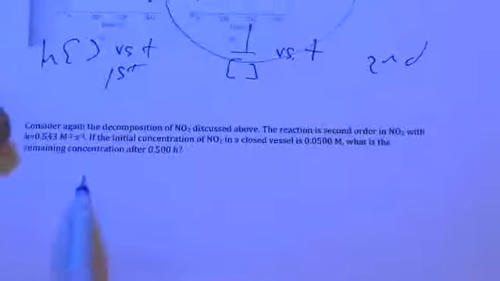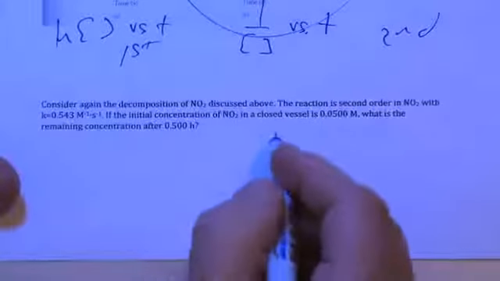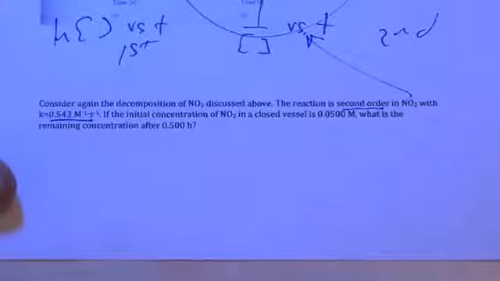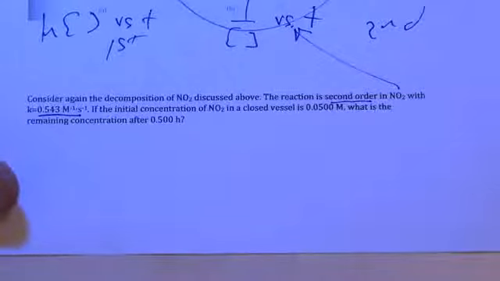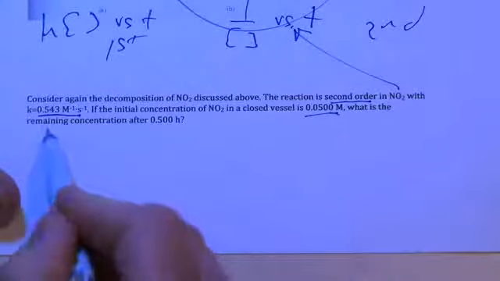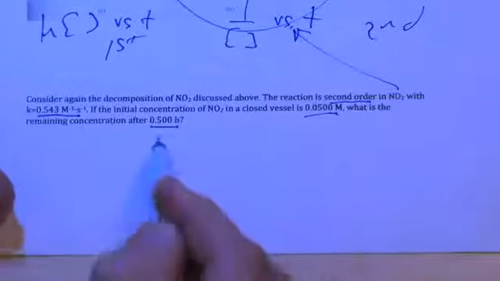Last question on the page says, consider again the decomposition of NO2 discussed above. The reaction is second order in NO2. We just figured that out. With a k right here of 0.543 per molarity per second. If the initial concentration of NO2 in a closed vessel is 0.05 molar, what is the remaining concentration after half an hour?